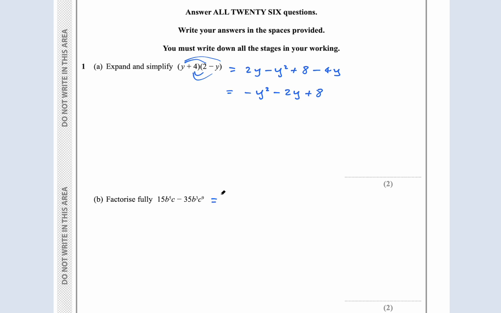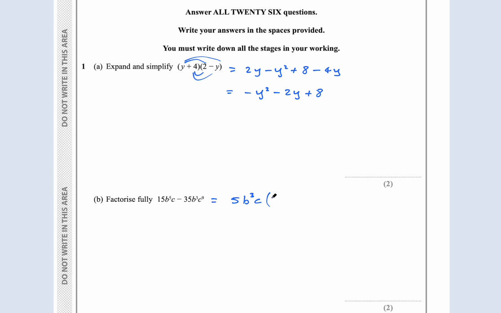Okay, factorize this. So I factorize the numbers. I'll take out the highest common factor of 15 and 35, which is 5. 5 goes into 15 and 35. I'll then take out b cubed, because there are 3 common b's, like this is b, b, b, b, b, and this is b, b, b. There's only 3 that's in both. Similarly, there's only one c that's in both, because there's only one c in this term here.